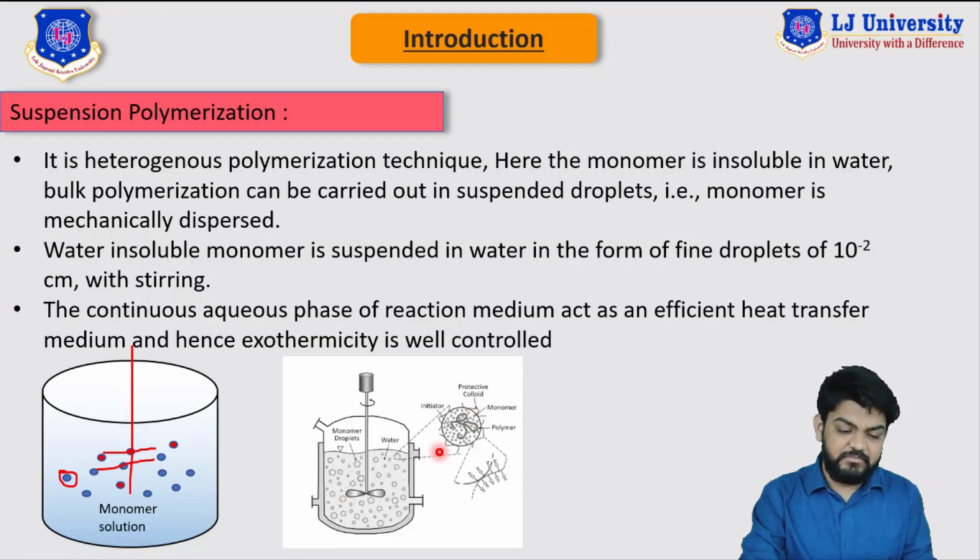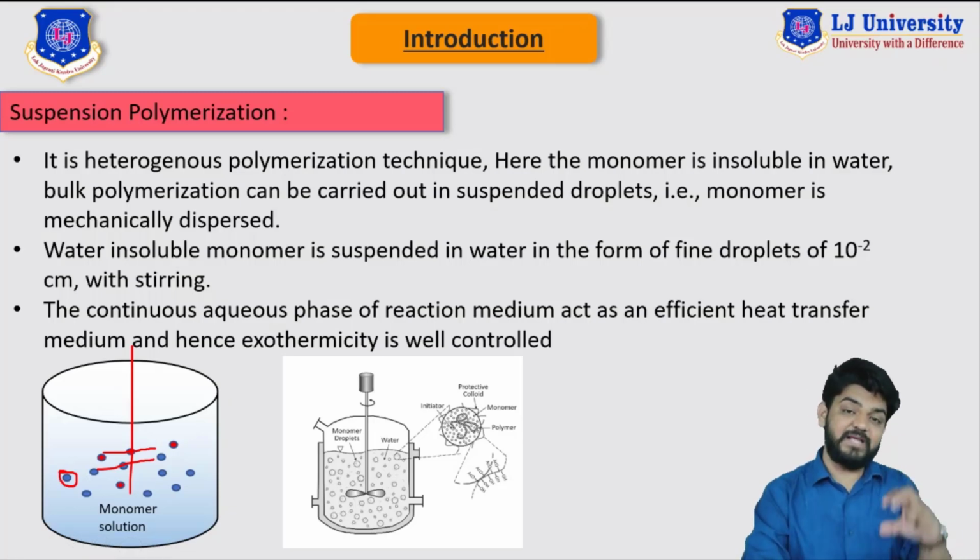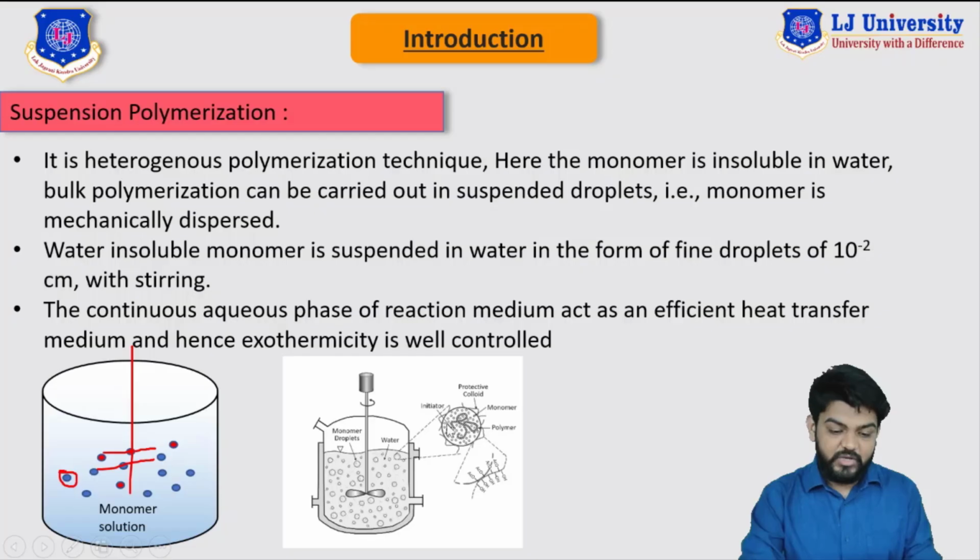This enlarged image represents the entire schematic of the polymerization reaction that is taking place inside this suspension. You can see here we have taken initiator, then we have taken this monomer, and on the application of heat this will generate this polymer. You can see here this chain of polymer is generated, right?